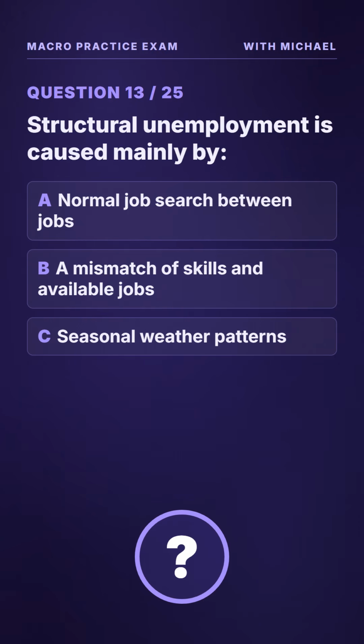Question 13. Structural unemployment is caused mainly by A. Normal job search between jobs. B. A mismatch of skills and available jobs. C. Seasonal weather patterns.